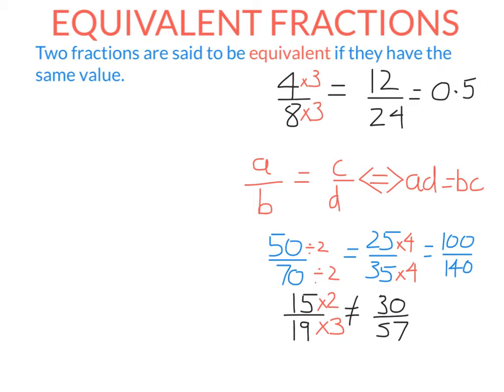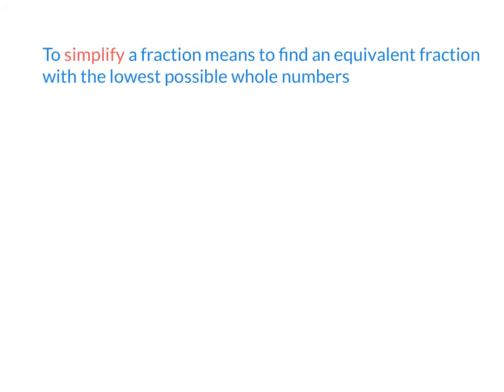Equivalent fractions are important for a number of reasons. One that you would be familiar with is simplifying. To simplify a fraction actually means you're finding an equivalent fraction, but one with the lowest possible whole numbers. So if I start with a fraction like 12 over 30, I can divide top and bottom by 2, and I will get an equivalent fraction. So I'll get 6 over 15. Both of these have the same value, both equal to 0.4. They're equivalent because what I did to the top, I did to the bottom.